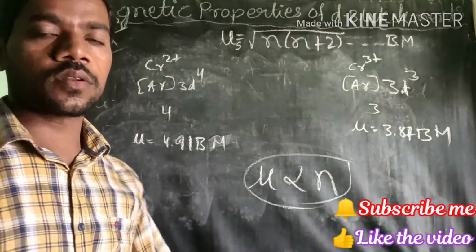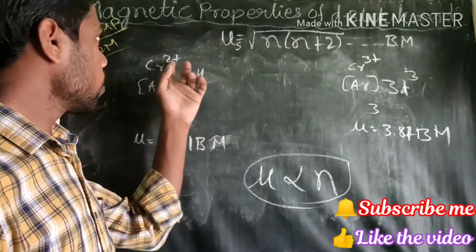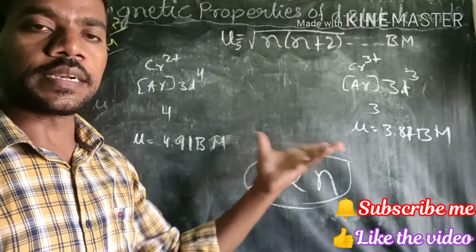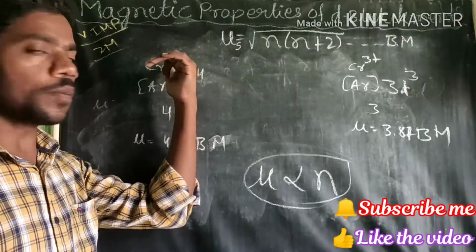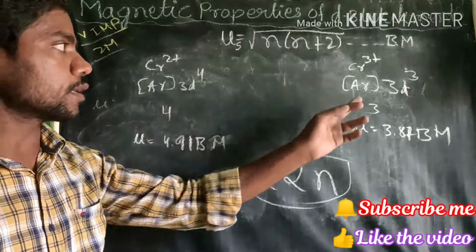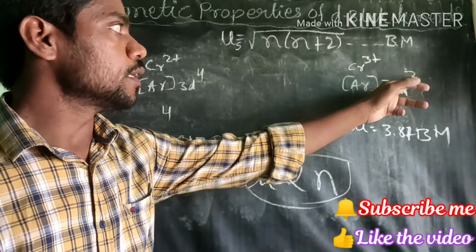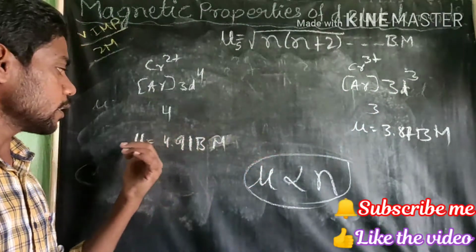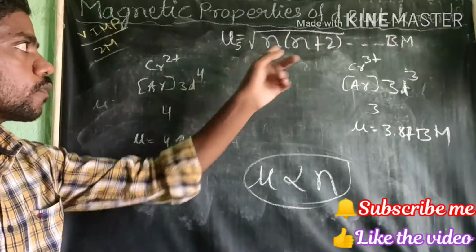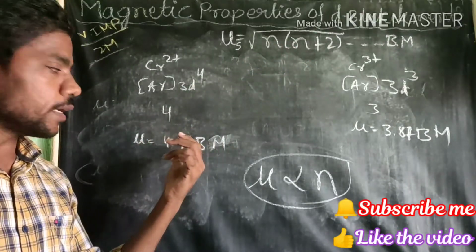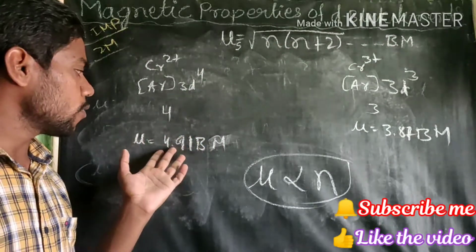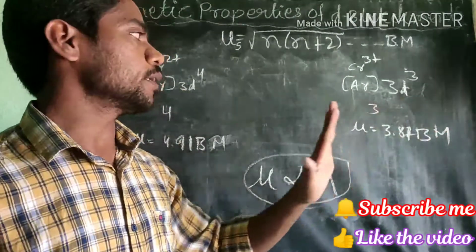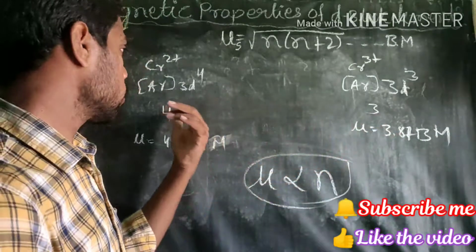Okay, see here dear friends, one thing I will tell you: if chromium 2+ and chromium 3+ are there, you have to calculate and compare the magnetic moment. Chromium 2+ has argon 3d4 electron configuration, chromium 3+ has argon 3d3. Unpaired electrons here 4, here 3. After substituting n equals 4, the magnetic moment goes to around 4.91 Bohr magneton, roughly calculated. Here mu equals 3.87 Bohr magneton. You see here n equals 3, n equals 4.